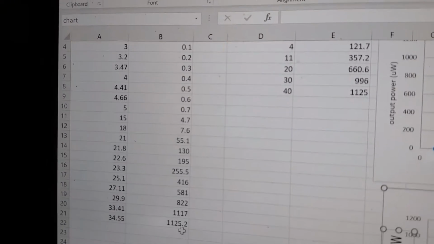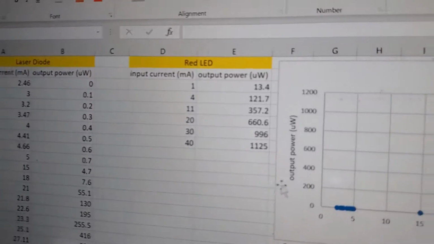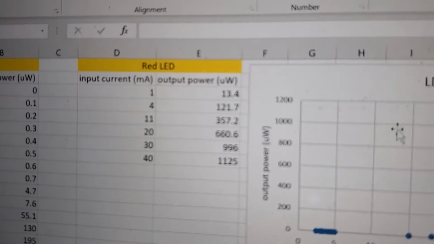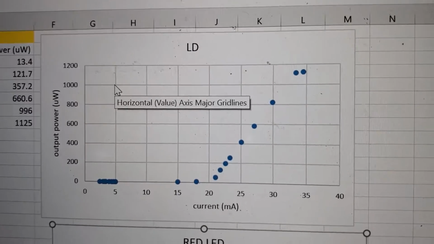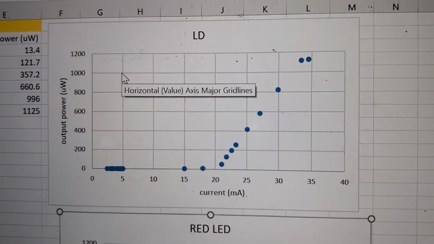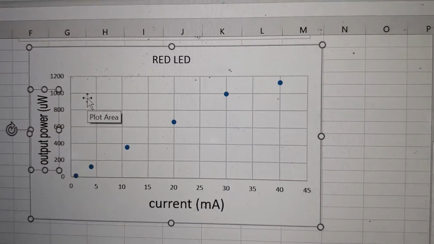Laser diode, this is the input current to output power in microwatts, and this is for the red LED. And as we can see, the graphs are a little bit different. The laser diode jumps up at about 20 milliamps, and the red LED is more steady.